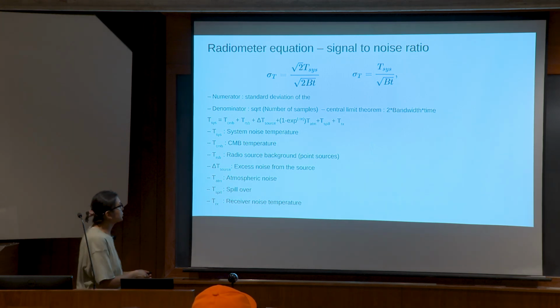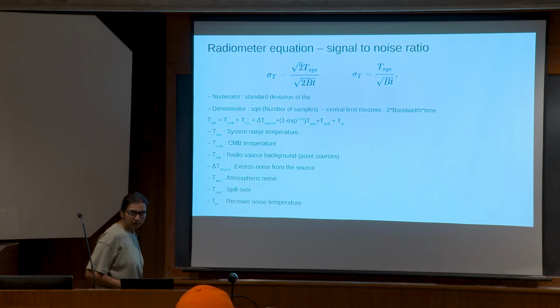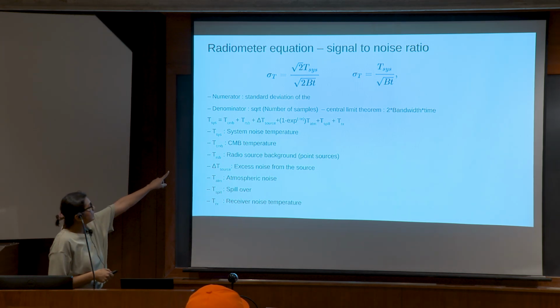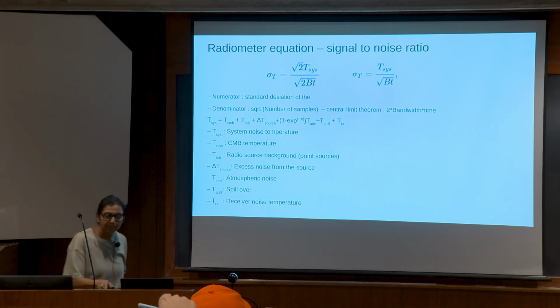So signal to noise ratio is nothing but delta T source by this sigma T. You want to maximize delta T source by sigma T.